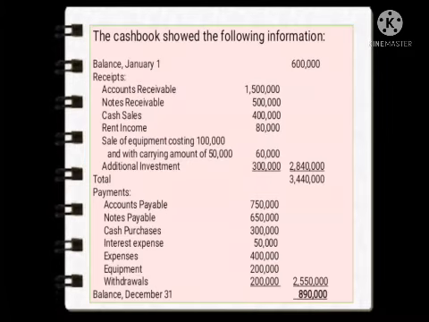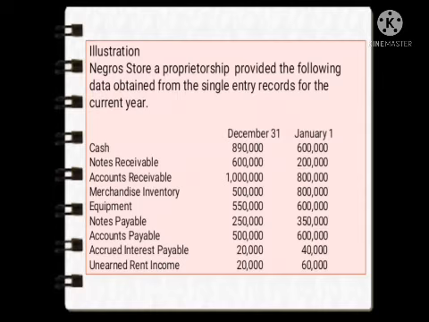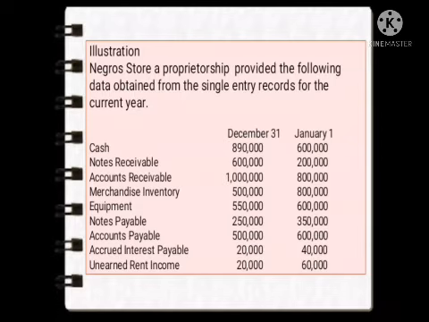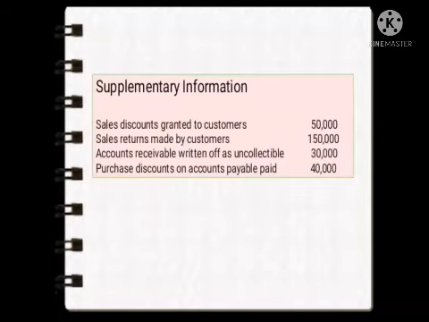The cash book is also given, showing the cash balance at the beginning of the year, which is 600,000, equal to the cash given here, and the ending balance on December 31 of 890,000, which is also equal here. Also, the supplementary information is given: sales discounts granted to customers 50,000, sales returns made by customers 150,000, accounts receivable written off as uncollectible 30,000, and purchase discounts on accounts payable paid 40,000.